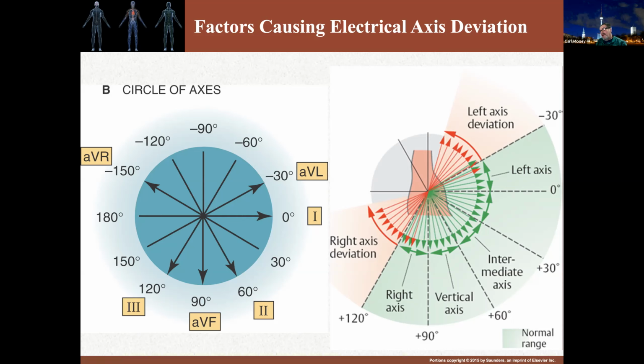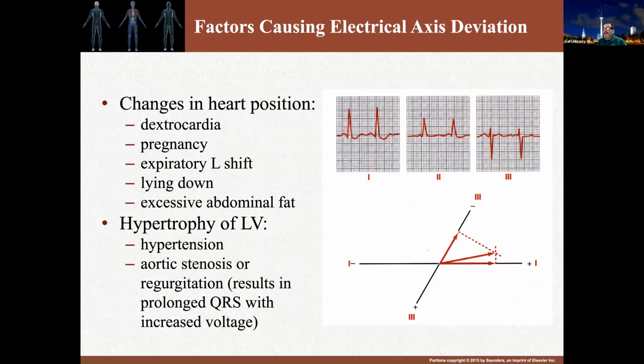But it isn't until we get past 120 or past -30 that we introduce the word deviation. So greater than 120 is called a right axis deviation, and greater than -30 is called left axis deviation.